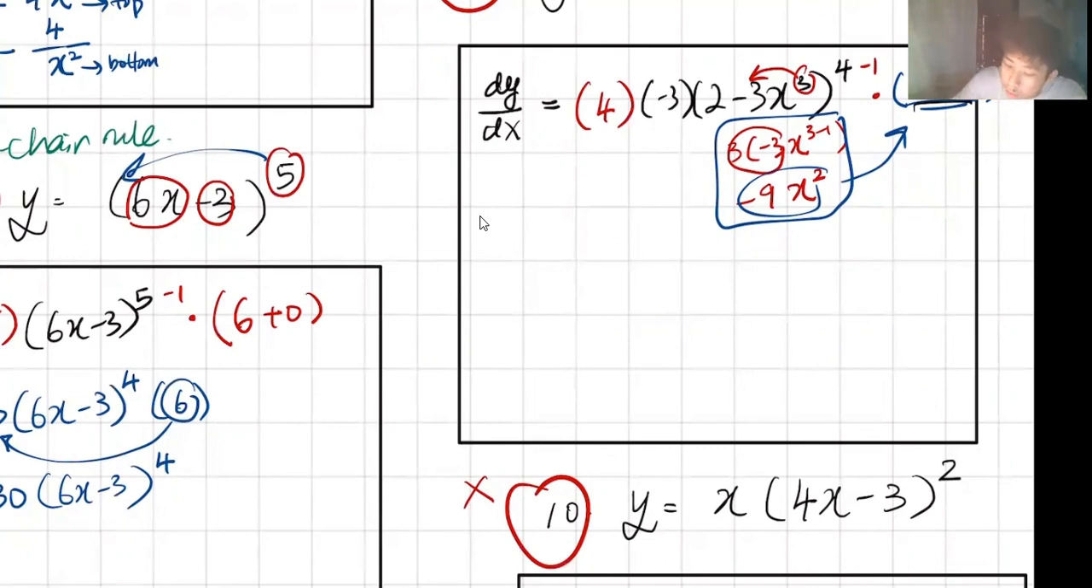So the answer is 4 times -3 gives me -12. Copy back everything, (2 minus 3x cubed), and then the power on top, 4 minus 1 gives me 3.